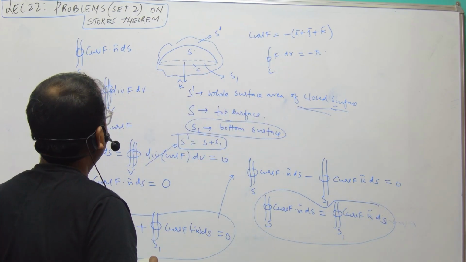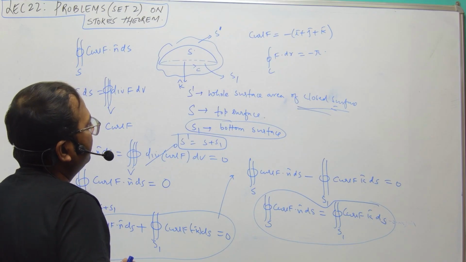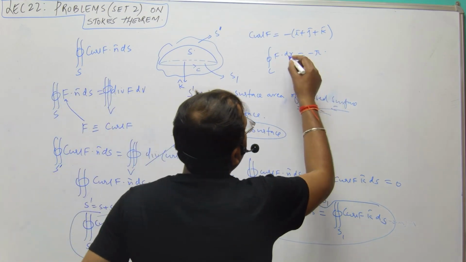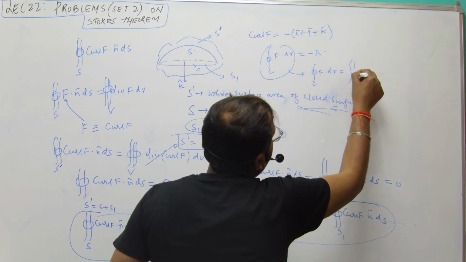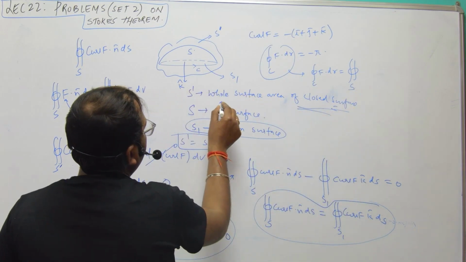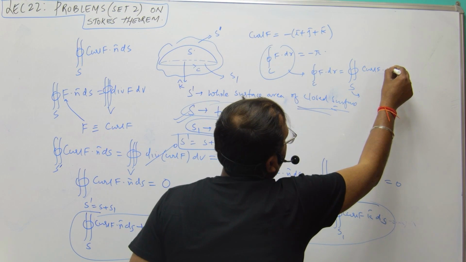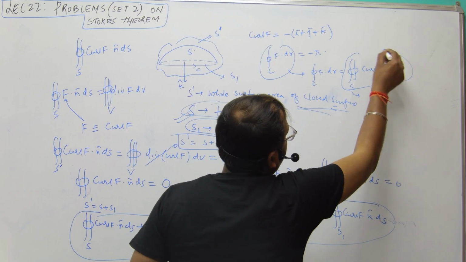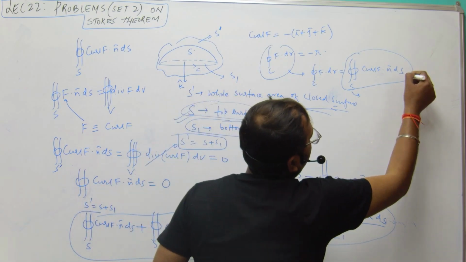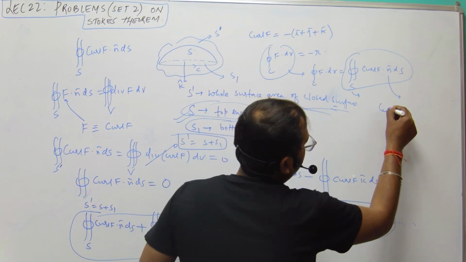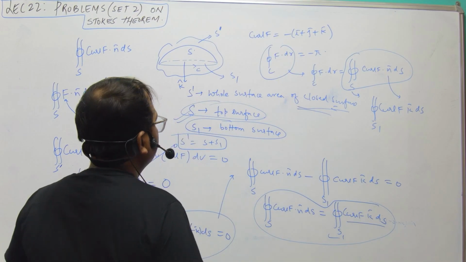Now let us verify the Stokes theorem. The line integral we have calculated, and from Stokes theorem, the line integral along the curve C of f dot dr is equal to the surface integral along the surface S, the top surface, of curl of f dot n cap ds, and this is equal to the integral of curl of f dot k cap ds along the surface S1. Now let us simplify this further.